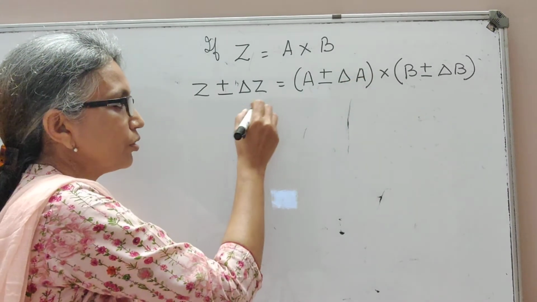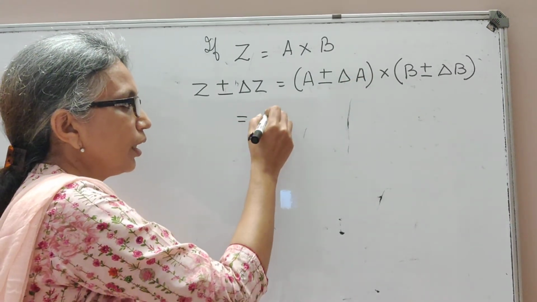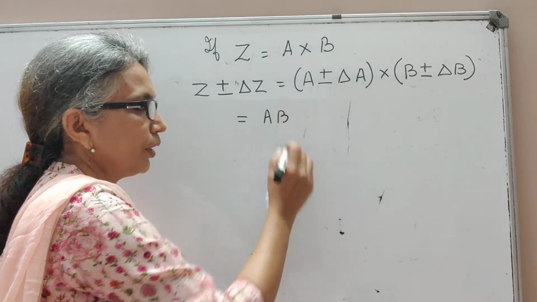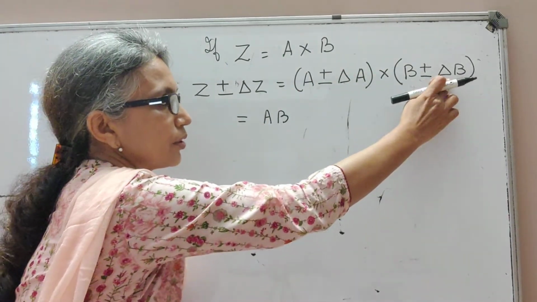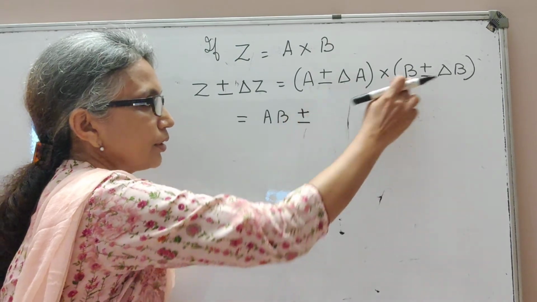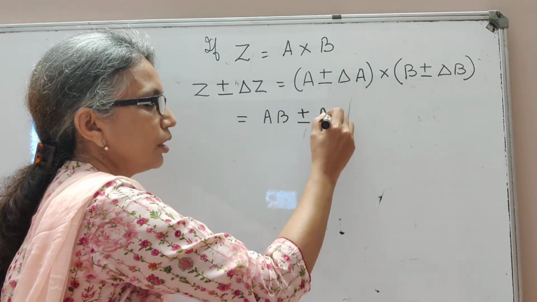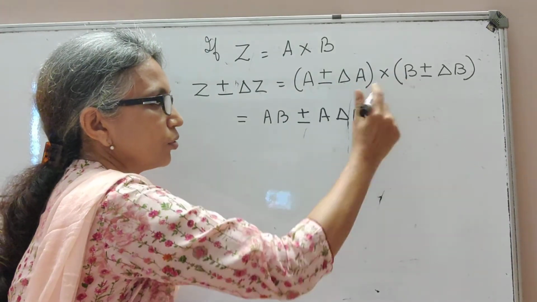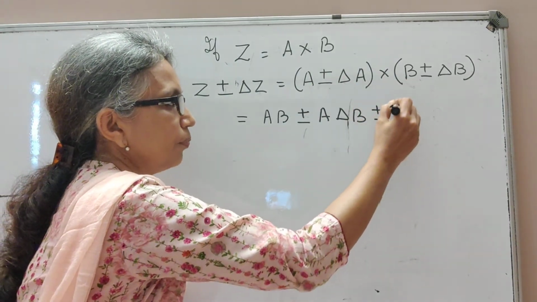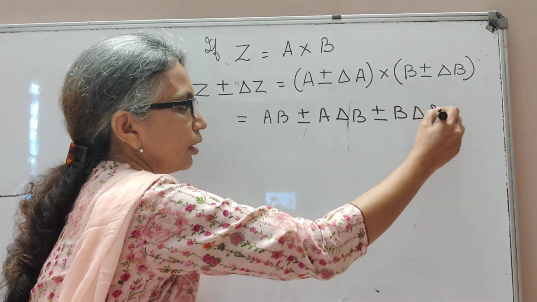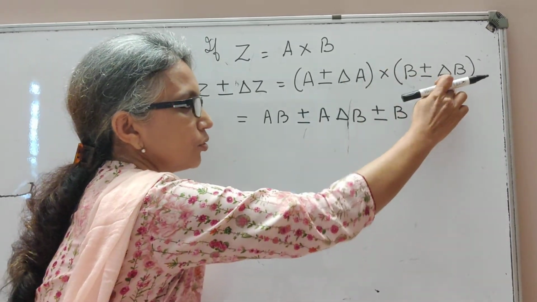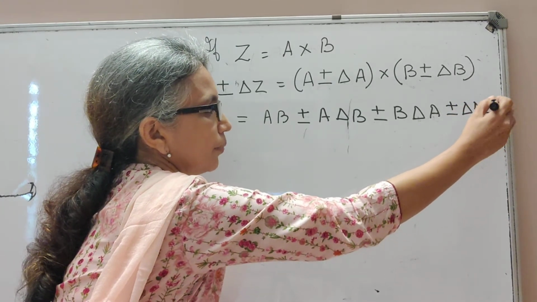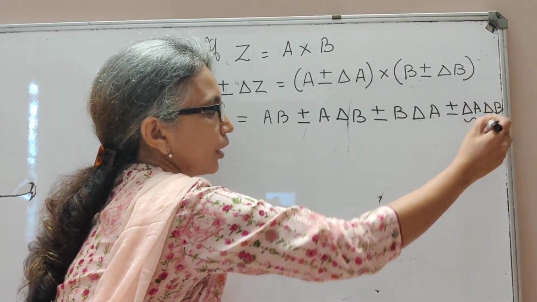Now this is multiplication, so I'm going to open the bracket as A into B first. So that is A into B. Then A into this will be plus or minus A into delta B. Then I'm going to multiply this to this. So that is plus or minus B into delta A. And then I'm going to multiply this into this. So plus or minus delta A delta B. Now this you can neglect.